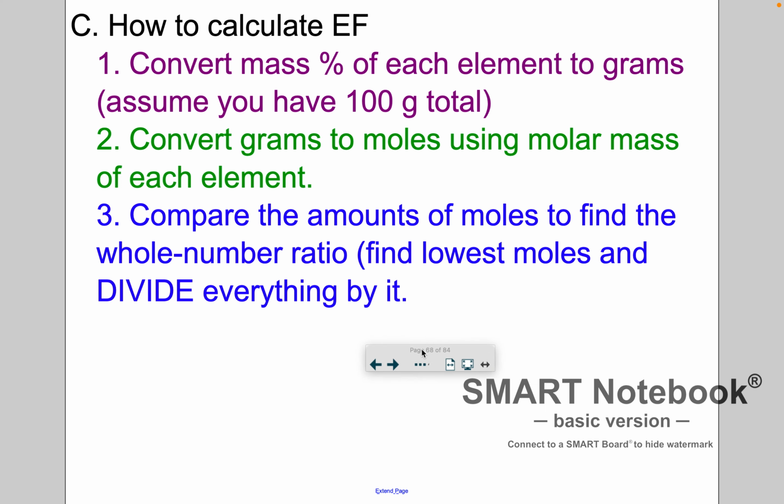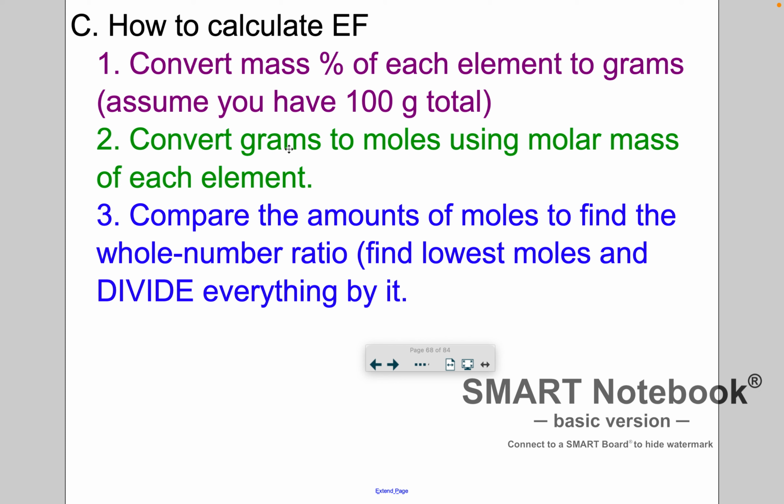So how do we calculate empirical formula? You are going to convert the mass percentage of each element, and you're going to assume you have 100 grams of it. They're going to give you a percentage, like you have 25% nitrogen and 75% oxygen. If you have 25% nitrogen, you're going to assume you have 25 grams of it. With the oxygen, if I had 75% oxygen, I would have 75 grams of it. That's the first step: you convert your mass percentage into grams.